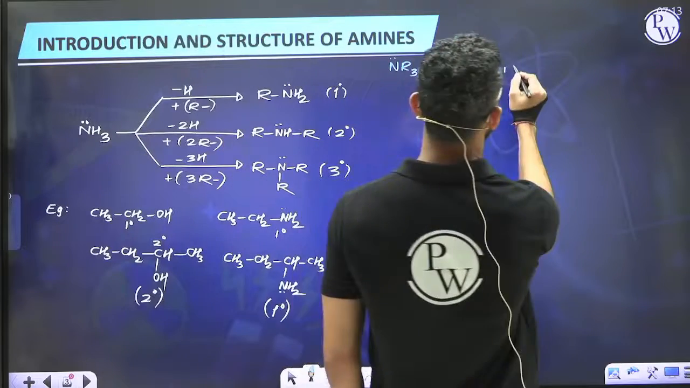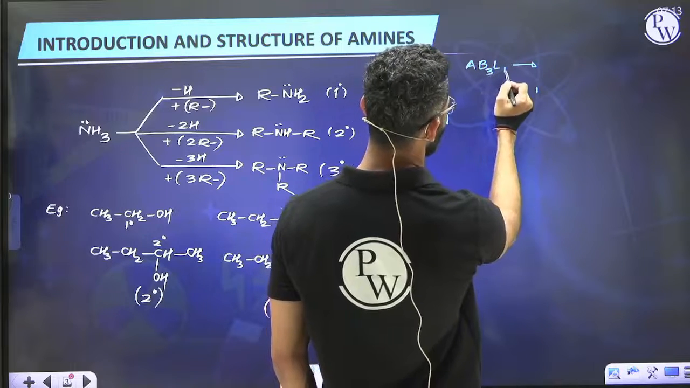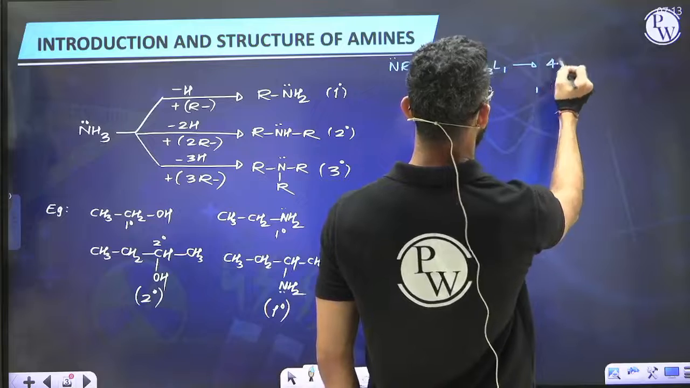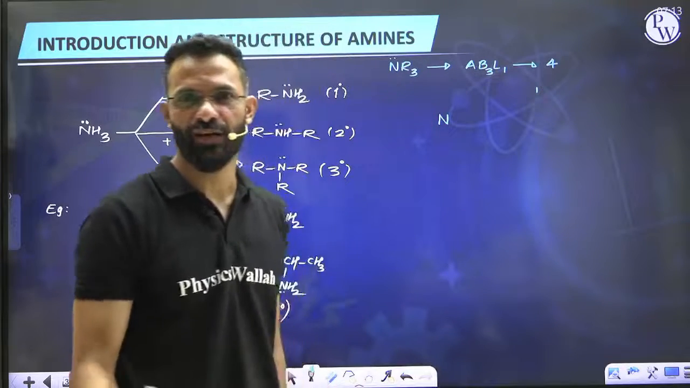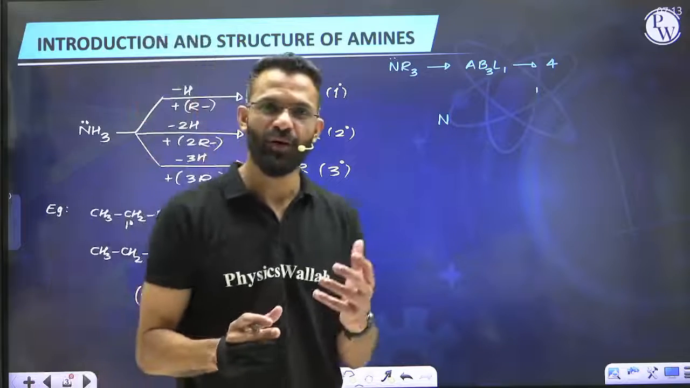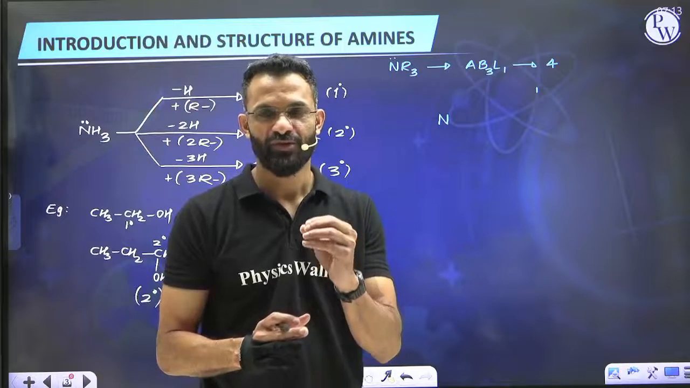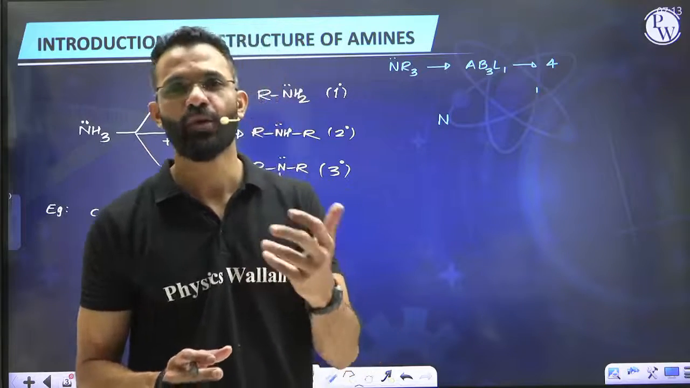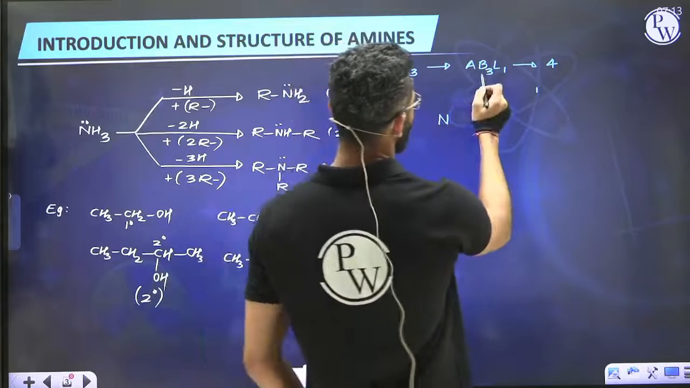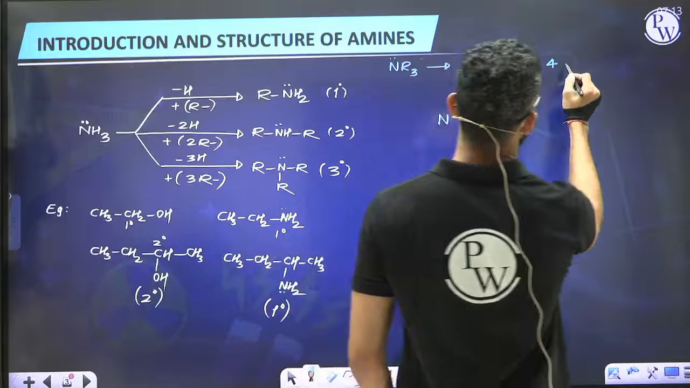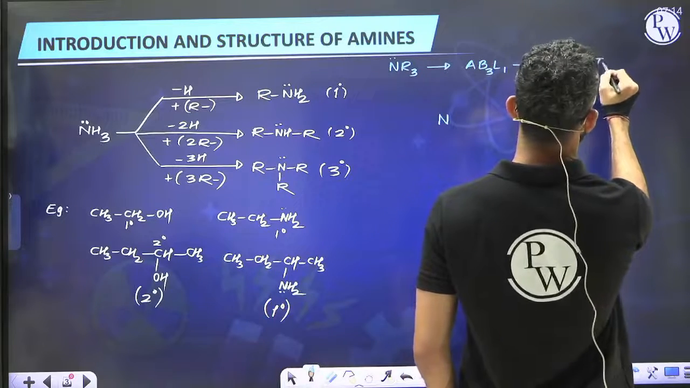AB3L1 indicates that the total electron pairs are 4: 3 bond pairs and 1 lone pair. So the total electron pair is 4, meaning the steric number, which we learned in chemical bonding, is 4. Steric number gives information about the total number of electron pairs on the central atom, which could be sigma bond pairs and lone pairs. Sometimes there could be only sigma bond pairs. Here in this molecule, we have 3 bond pairs plus 1 lone pair, that is total 4. So when the total is 4, the expected geometry of the molecule is tetrahedral.